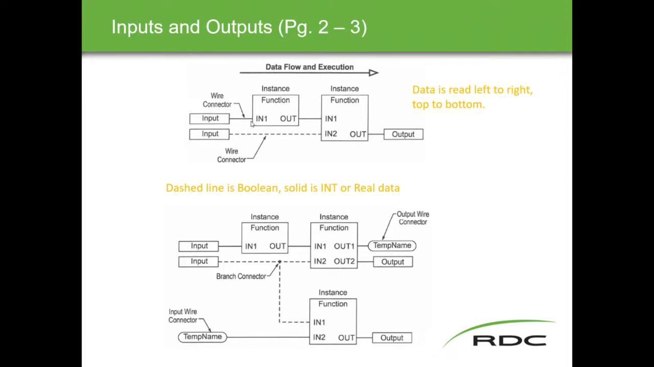An input will come in from the left and come out on the right-hand side, and just like a ladder diagram, it's read from left to right and top to bottom. So it's not different in the way that it functions. Here, we're showing you the difference between a solid line, which I call a wire connector, and that's the method of connecting these things. When we get to the lab, this will make more sense.